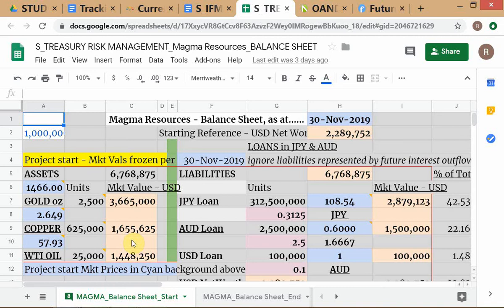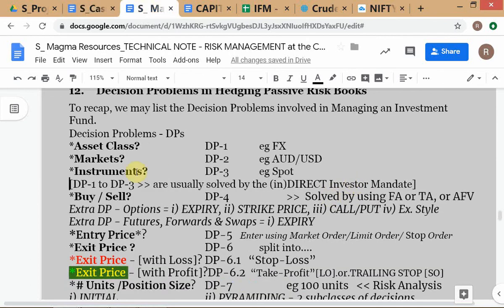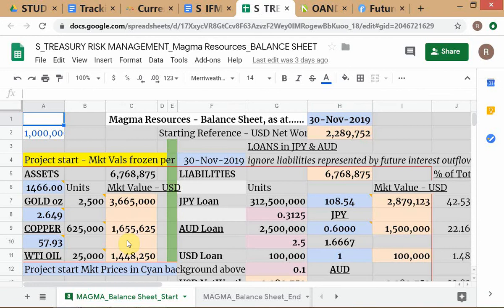What the CEO is asking is which problems are automatically solved and which problems have to be actively solved. Actively solved means in the way that you did it in your speculative trading projects, where you actively chose to buy an Amazon put, and then chose the particular maturity, the expiry date, and the strike price. Nobody did it for you. You had to do it yourself. But automatically solved means you don't have to solve the problem because it's already solved. So the question of markets is automatically solved, because you can already see the KRF markets on the balance sheet that you're managing. Is everyone clear about this?